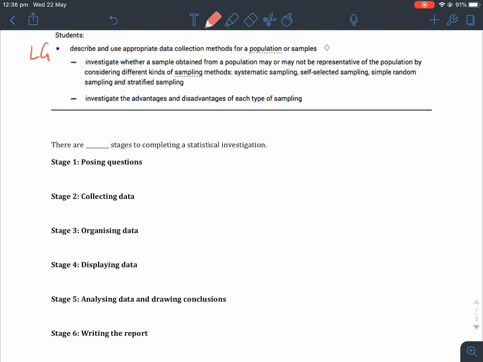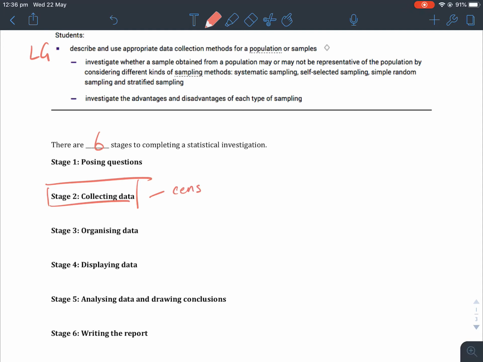I hope that you've got your notes printed out and that you're filling them in as we go. There are 6 stages to completing a statistical investigation. Step 1, posing questions. Step 2, collecting data. This is specifically what we're going to be focusing on today. And there's a number of different methods for collecting data.